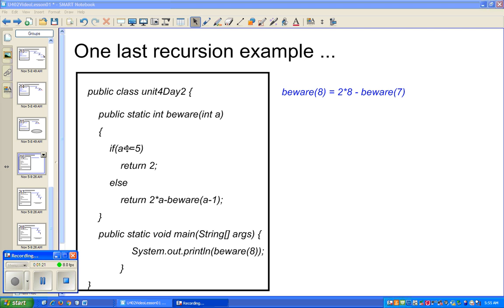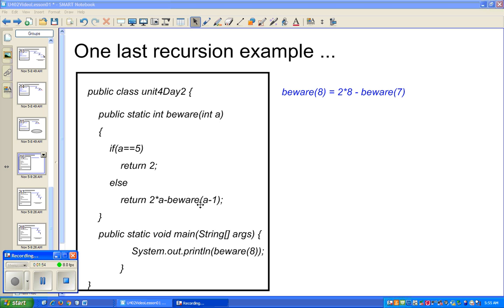It's important to realize, number one, that if you don't want an infinite loop to occur here, where you're just stuck and your program never ends, you need to make sure that eventually a equals 5. Because if a does not equal 5, we're going to have a problem. And notice down here, I'm calling beware 8. So 8 gets dumped in. It's going to be 2 times 8 minus beware 7. And then the next time it'll be beware 6, and then beware 5. I'll finally get to the number 5 where this stops, because it will not call itself again.